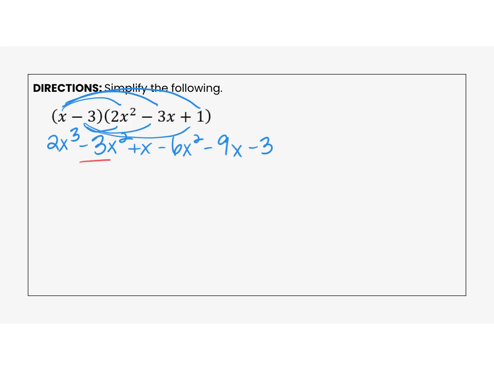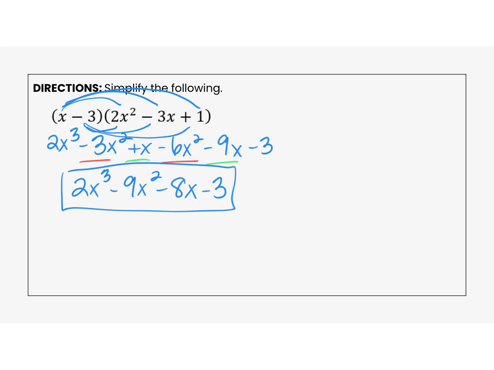So I have minus 3x and minus 6x squared, and then I have an x and a minus 9x. And then I'm going to put together my like terms and simplify. So I get 2x to the third minus 9x squared minus 8x minus 3. And we always write our answers in terms of highest degree to lowest.